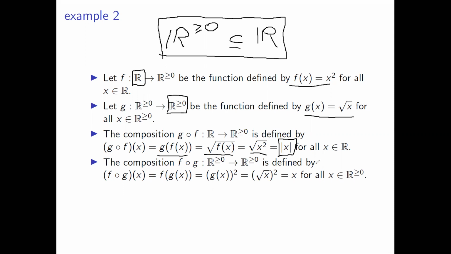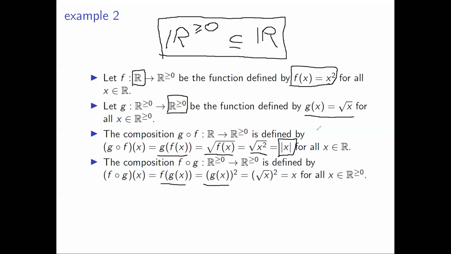And in order to calculate it, we just take f of g of x. So f of g of x, we use the definition of f. f is defined on all reals. And we know that g of x is a real number. g of x, in fact, is a non-negative real number, but any non-negative real number is real. So g of x is real. So f of g of x, since f of x is x squared, f of g of x is going to be g of x quantity squared.